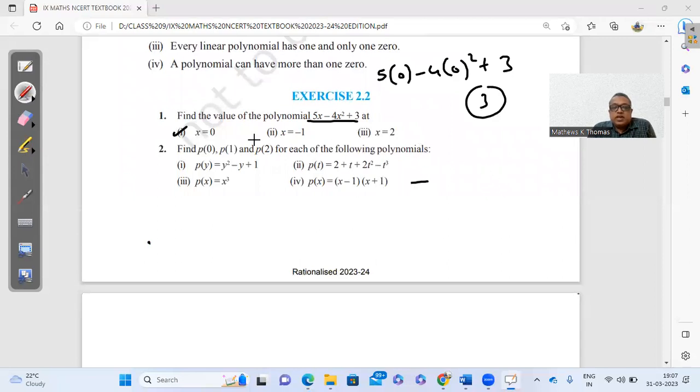Second one, if I put x as −1: 5 into −1 minus 4 into (−1) squared plus 3. What am I doing? I am putting the value of x as negative 1.